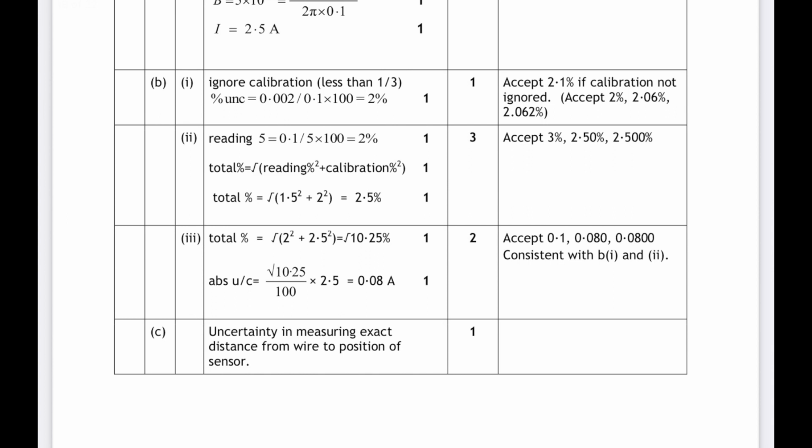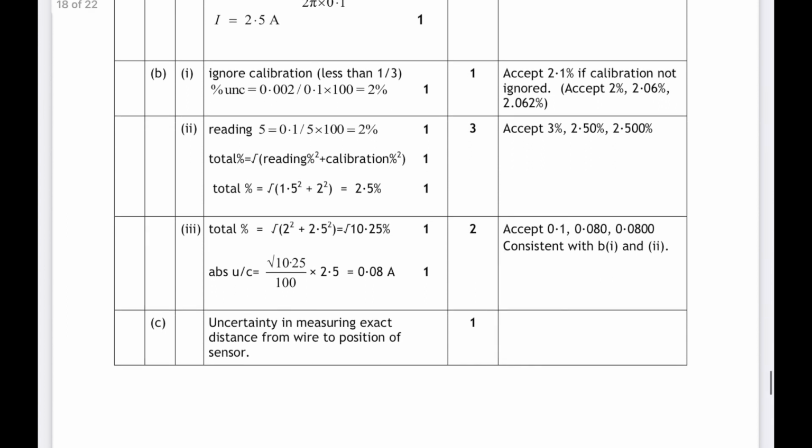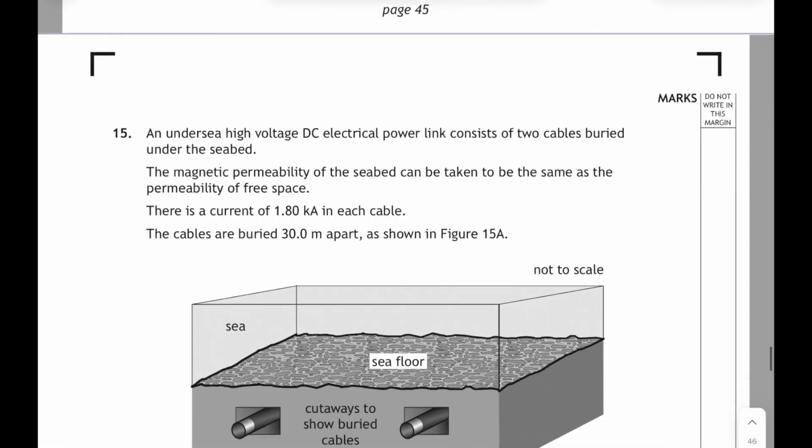There's our SQA marking instructions then. For part 3, it was 1 mark for the combination of the percentage uncertainties and 1 mark for working out the absolute uncertainty. And then in part C, it's the uncertainty in measuring the exact distance from the wire to the position of the sensor. Tricky question because it was mostly uncertainties. But let's have a look at another one then. The 2022 paper, hopefully this will be a bit more straightforward.